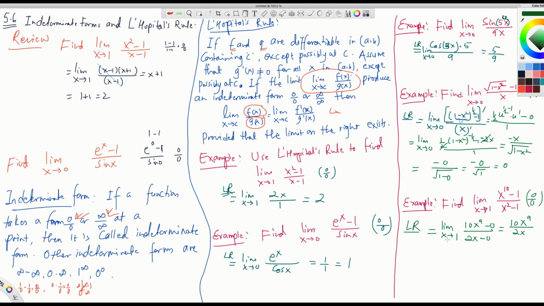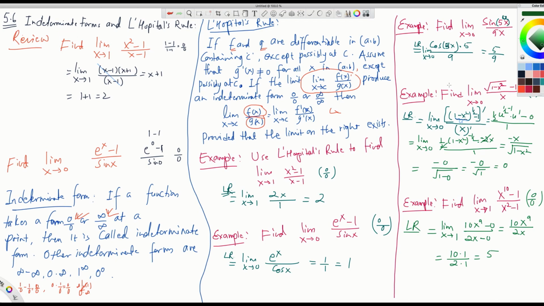I mean, you can plug in limit x tends to 1. That's not a problem, because you don't get 0 over 0 anymore. Okay. So what do you get? You get 10 times 1 over 2 times 1, right? This is basically 5, because 10 over 2 is 5. So that is the final answer.